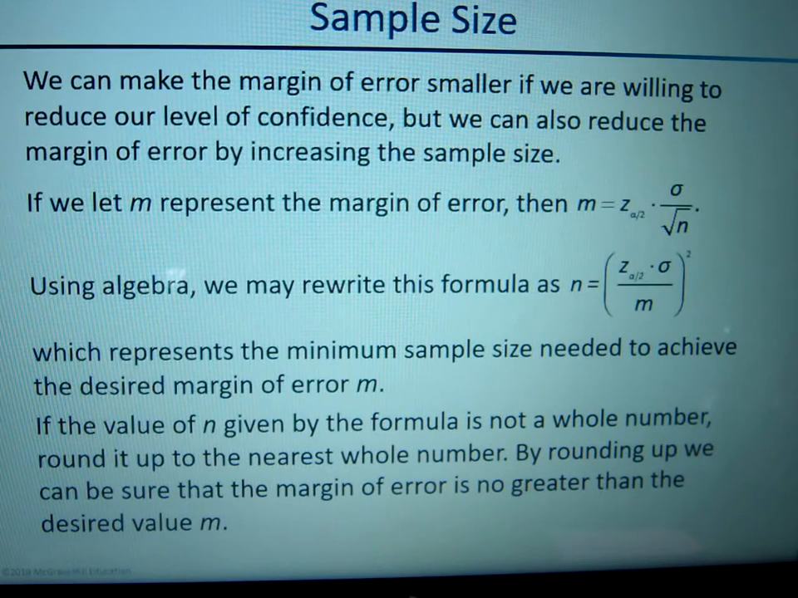So this represents the minimum sample size needed to achieve the desired margin of error. If the value of n given by the formula is not a whole number, round it up to the nearest whole number. By rounding up, we can be sure that the margin of error is no greater than the desired value of m.